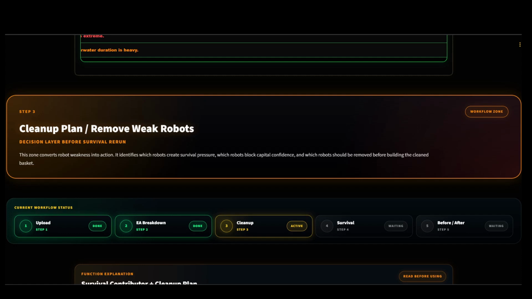So this was step 2, and honestly, this was only the beginning of the deeper structural analysis. Because in the next step, we move into the cleanup plan layer, where the workflow starts transforming all of this structural pressure into direct portfolio action.